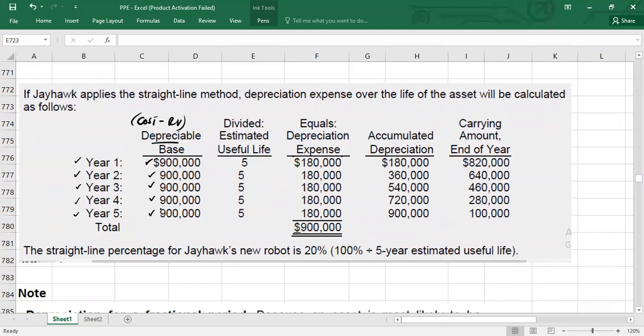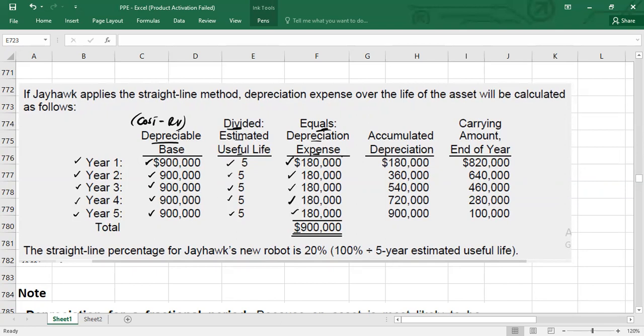So here we have a depreciable base of 900,000, and I'm assuming it's not going to change. You simply divide it by the estimated useful life, which is 5 years every year, and we are also assuming that it's not going to change. So this equals the depreciation expense. Every year you will have 180,000 over the 5 years.